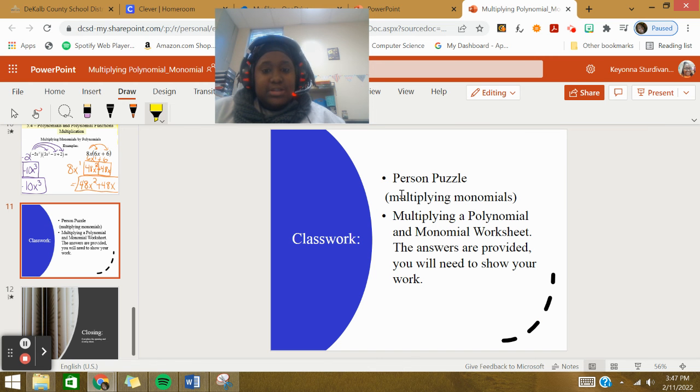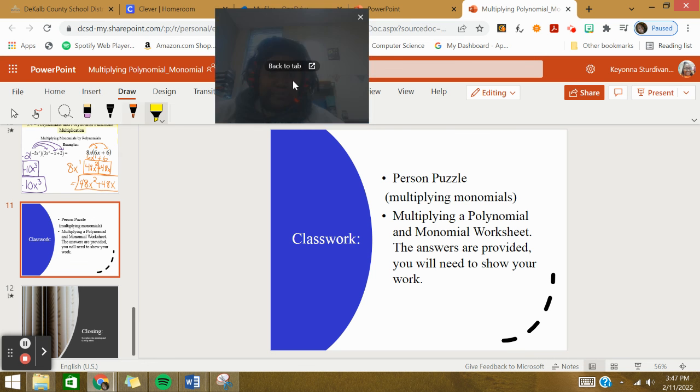The classwork, guys, you have 2 assignments. You have a Pearson puzzle, which is the one I would prefer you to start with because we're only multiplying 2 monomials together. And then once you push through that, you're going to move to the next one, which is the multiply a polynomial and a monomial worksheet. I already provided you with the answers. All I need you to do is show your work. So it doesn't matter about Photomath because I gave you the answer. I need you to show your work, which is filling those boxes to show me the box method.